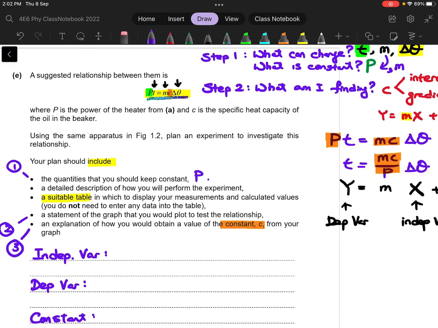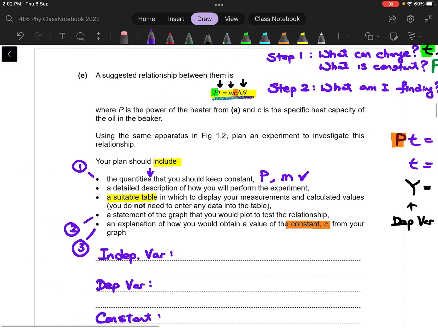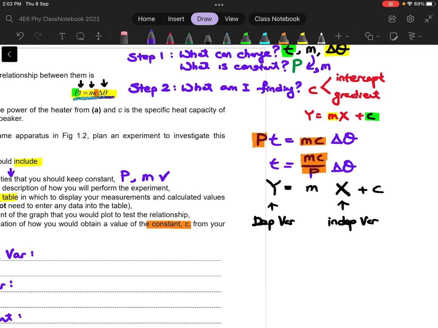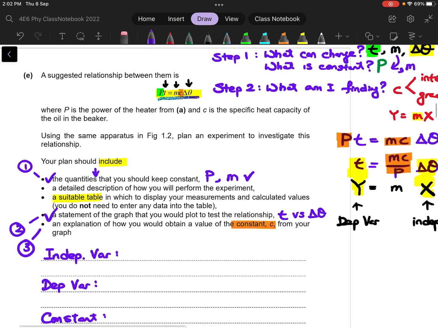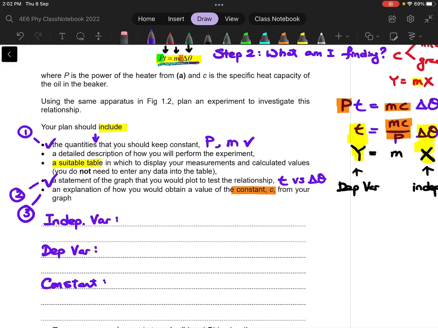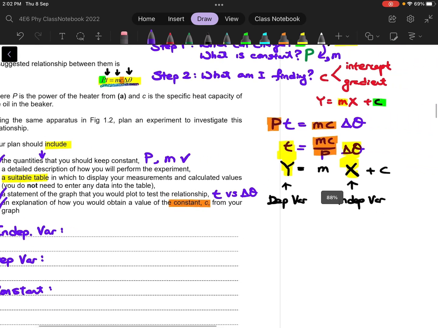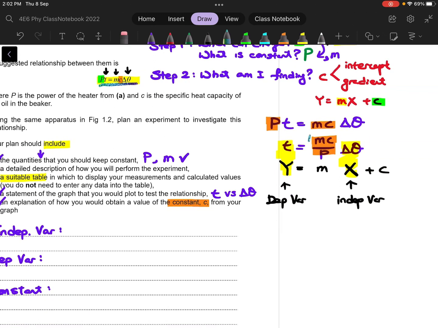So things that I want to keep constant, I know I'm going to keep P constant, I'm going to keep M constant, and I just need a pool of oil. So that's all. So I have done this. Then after that, a statement of the graph that I'm going to plot. So in this case, I'm going to plot this graph, right? T versus delta theta. So I'm going to plot T versus delta theta. So I'm done with this. Next thing, I need to have an explanation on how the constant C can be obtained.